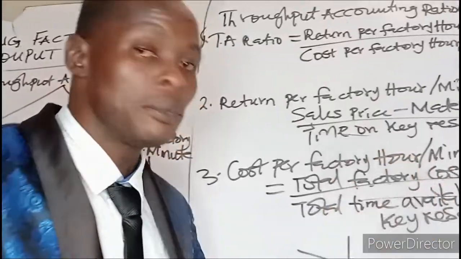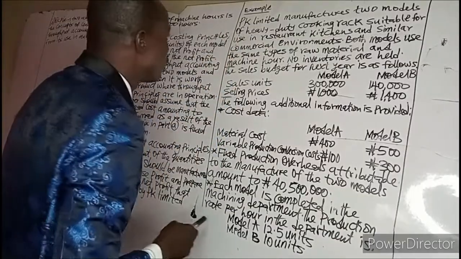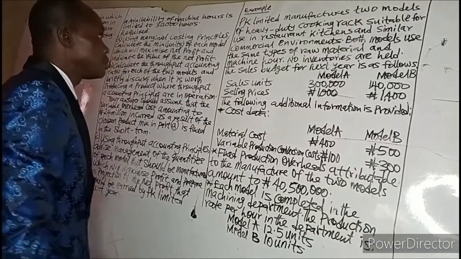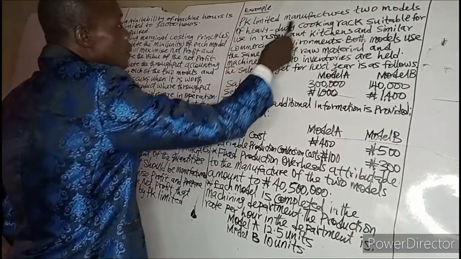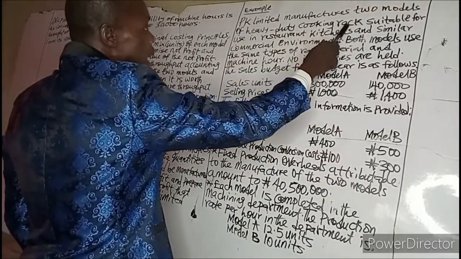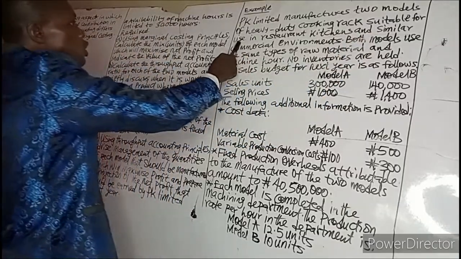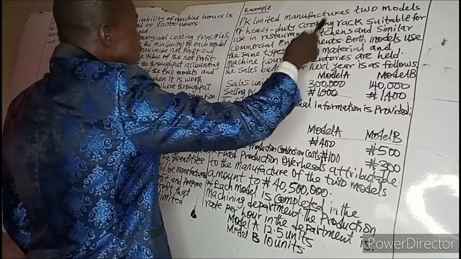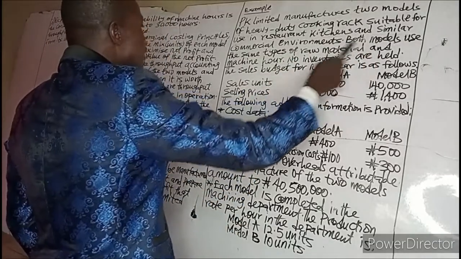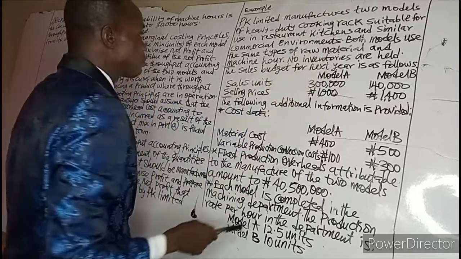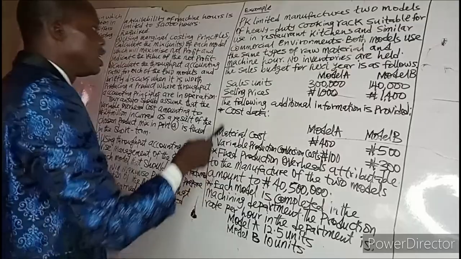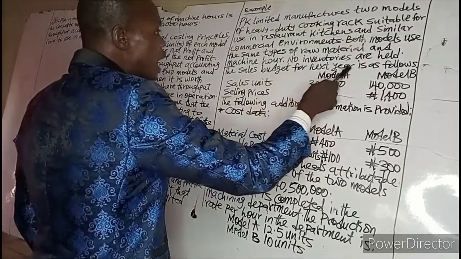Thanks. Now, example. This question is obtained from ICAN November 2023 Performance Management. PK Limited manufactures 2 models of heavy-duty cooking rack suitable for use in restaurants, kitchens, and similar commercial environments. Both models use the same type of raw material and machine hour. No inventories. The sales budget for next year is as follows.